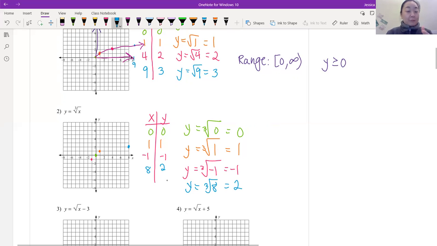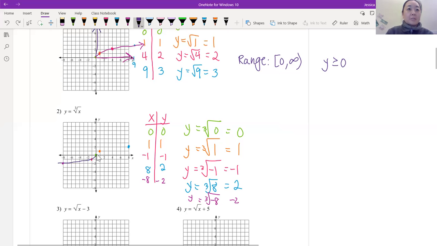But if we know the positive one, we know that there's a -1, right? So if y is equal to -2, we know that the cube root has to be -8, right? Because -2 times -2 times -2 is -8. All right, so that's going to be right here. So -8 and -2. It's going to be right here. So we're going to just graph this guy. So we know it's going to look something like, and oh shoot, that's terrible.